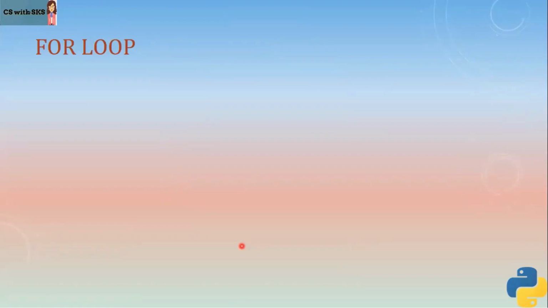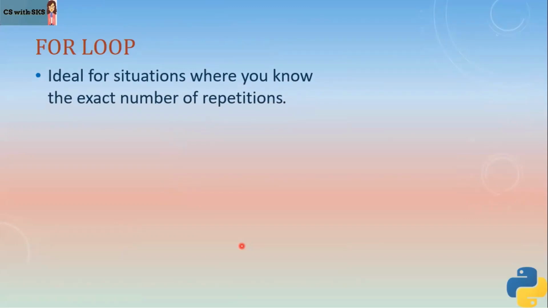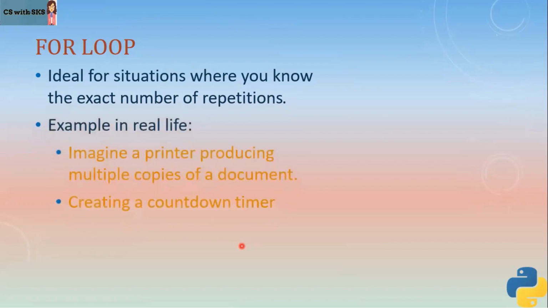Okay, so let's understand these in more detail. First of all, let's understand the for loop. What is the for loop? How is it used in Python? So as we have already covered, the for loop is used in situations where you know the exact number of repetitions. For example, a printer producing multiple copies of a document. You give a command mentioning the exact number of copies required. Also, creating a countdown timer, right? You know how many minutes or seconds the timer needs to be set for. So the exact number of repetitions is known beforehand.